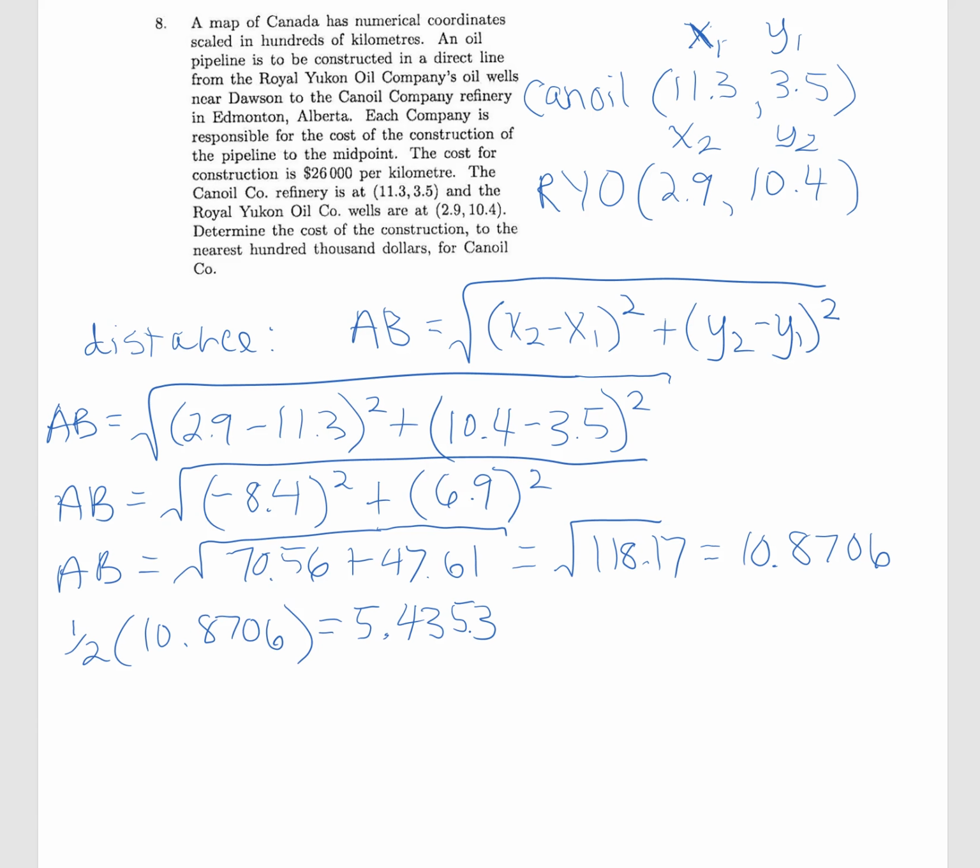So this is equal to 5.4353 times 100 kilometers, and that's the same as 543.53 kilometers. So that's the distance in kilometers for half of the pipeline, which is what Can Oil would have to pay for.